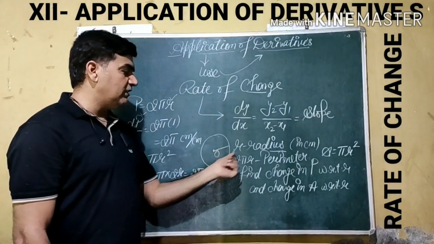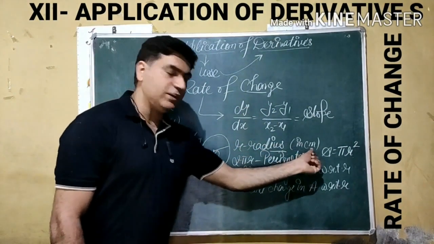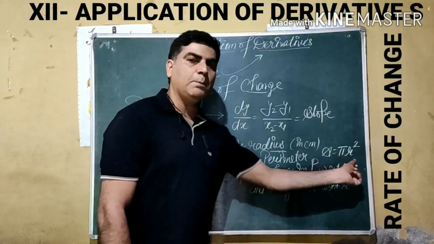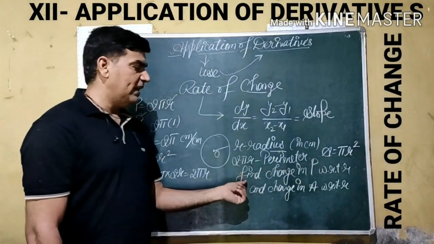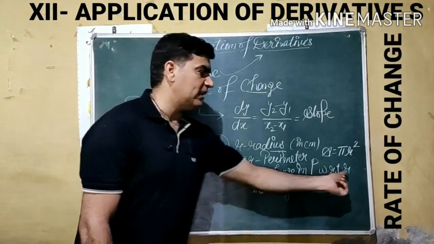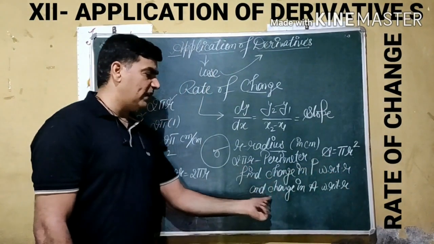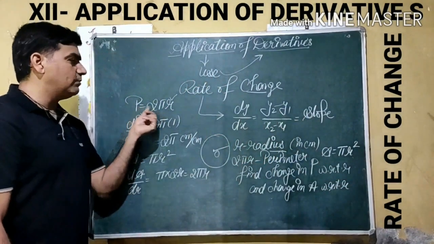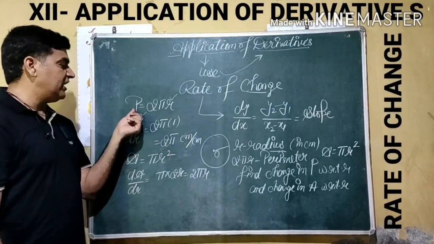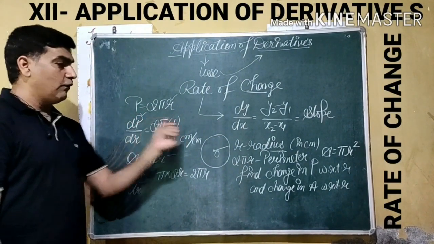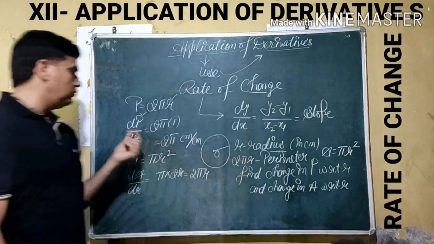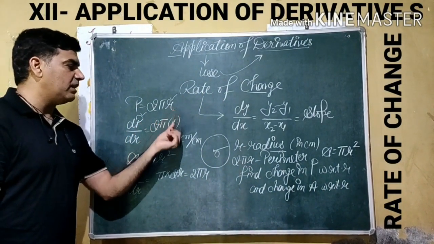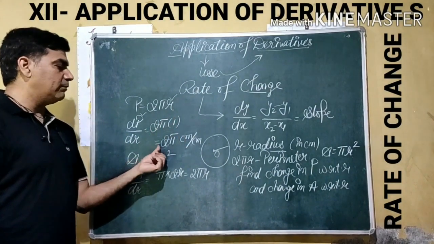There is a circle with radius r which is given in centimeter, and the perimeter of the circle is given by 2 pi r and the area of the circle is given by pi r square. Our question is to find the change in perimeter with respect to r, as well as the change in area with respect to r. If you see, the perimeter is given by 2 pi r. We have to take the change in P, meaning dP, with respect to r, meaning dr. Here 2 pi is a constant and remains the same, and r becomes power of 1. So it becomes 2 pi.